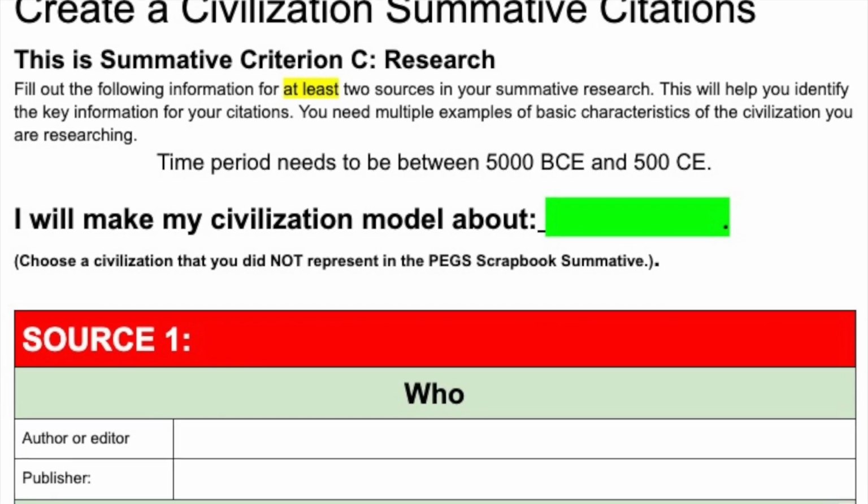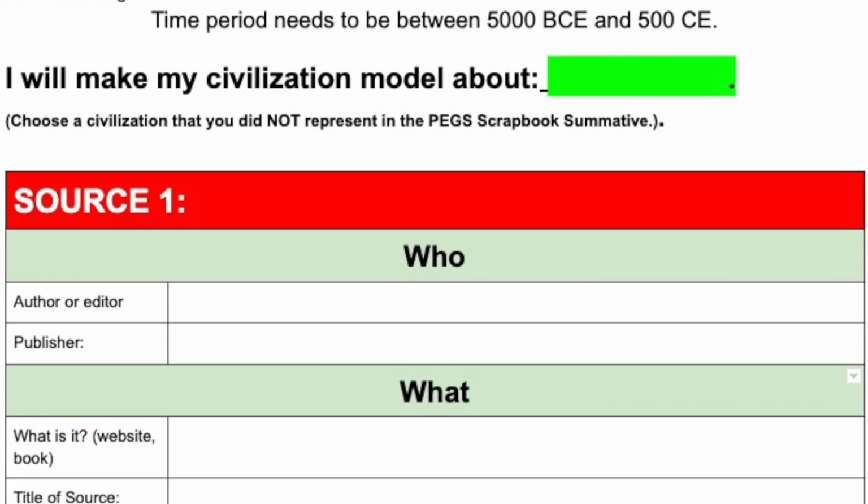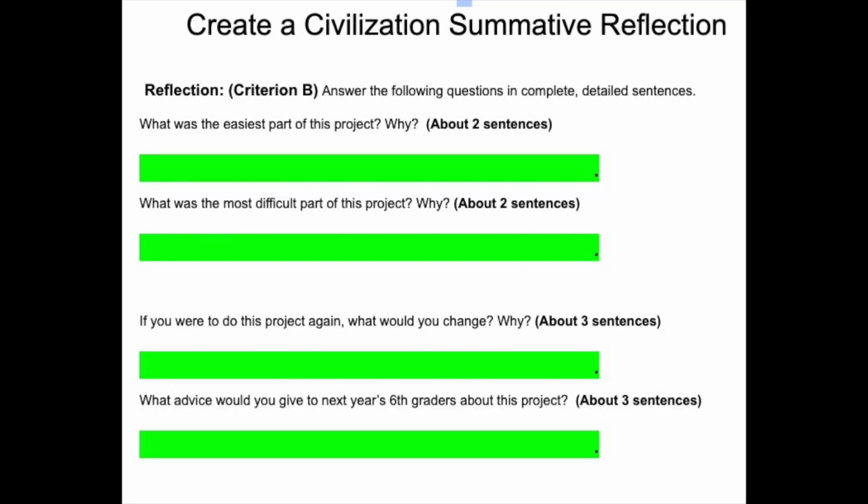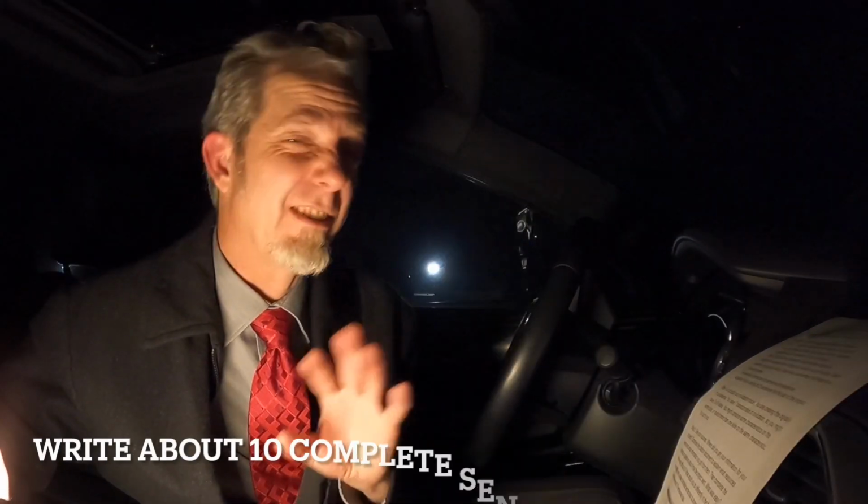Step 5 is to cite your sources. Where did you get your information? I want to know. You have to have at least 2 sources, but my bet is you're going to need more than 2 sources to get all of the information that you need. Tell me where you got your information. Complete the citation document to explain where you got your information, what those sources were, and what information you got from them. Then complete reflection questions telling me about how the project went. What was easy? What was hard? What would you do differently next time? What advice would you give to students in the future? That's going to be about 10 sentences.